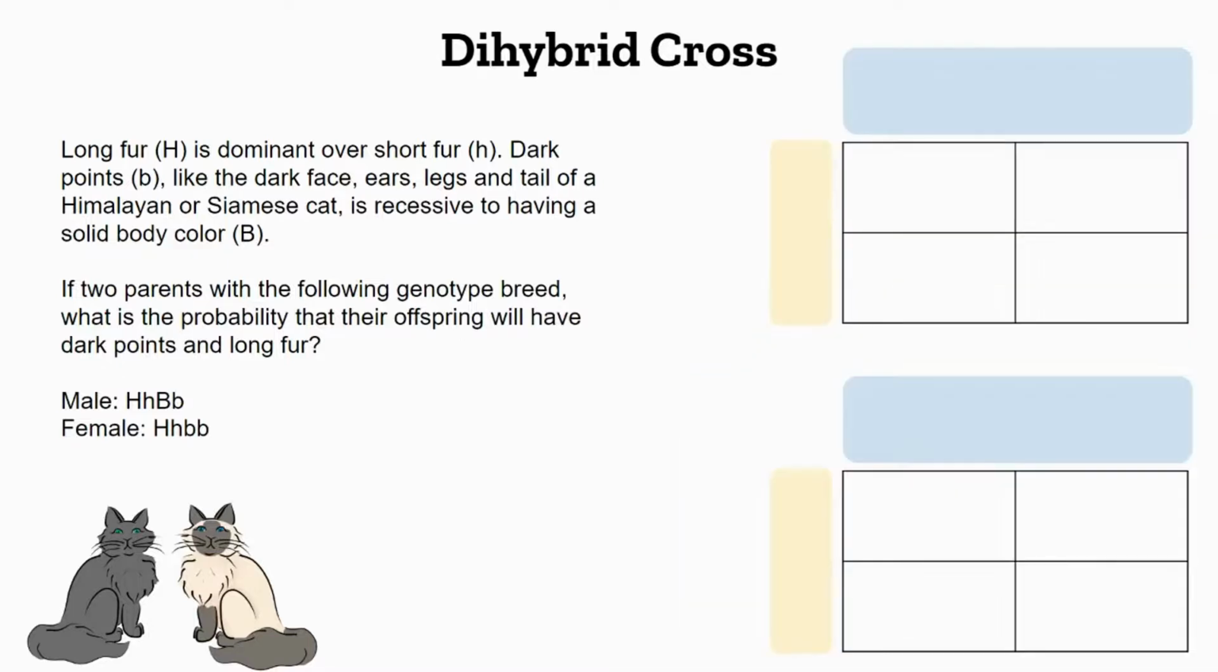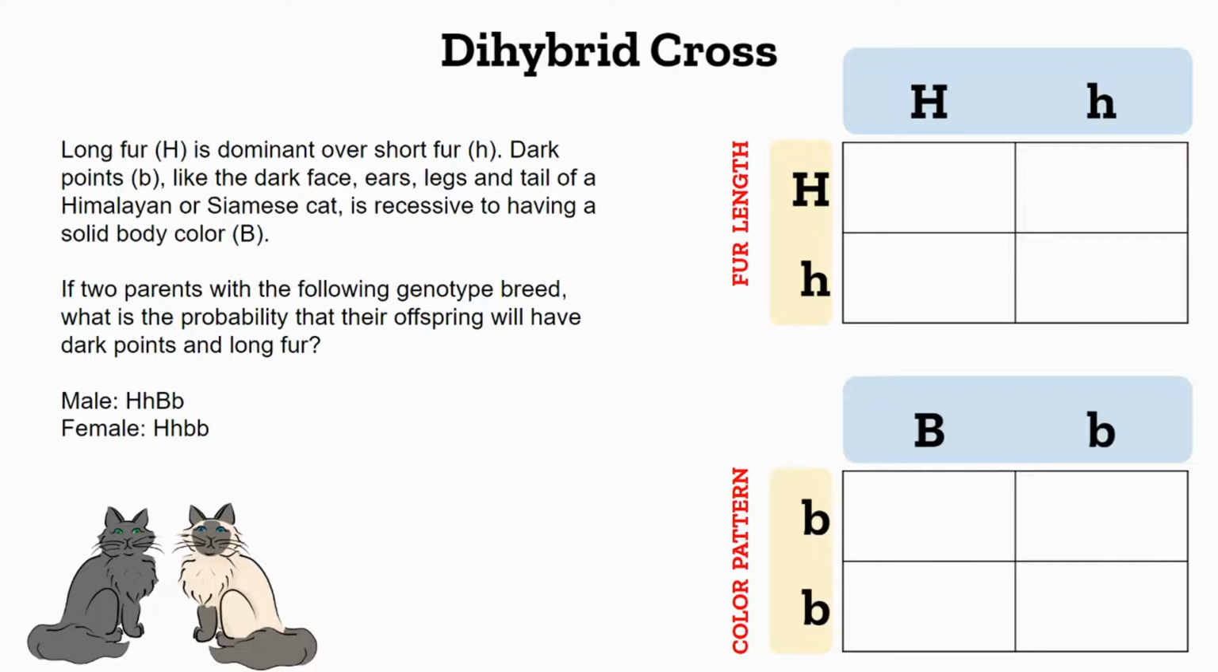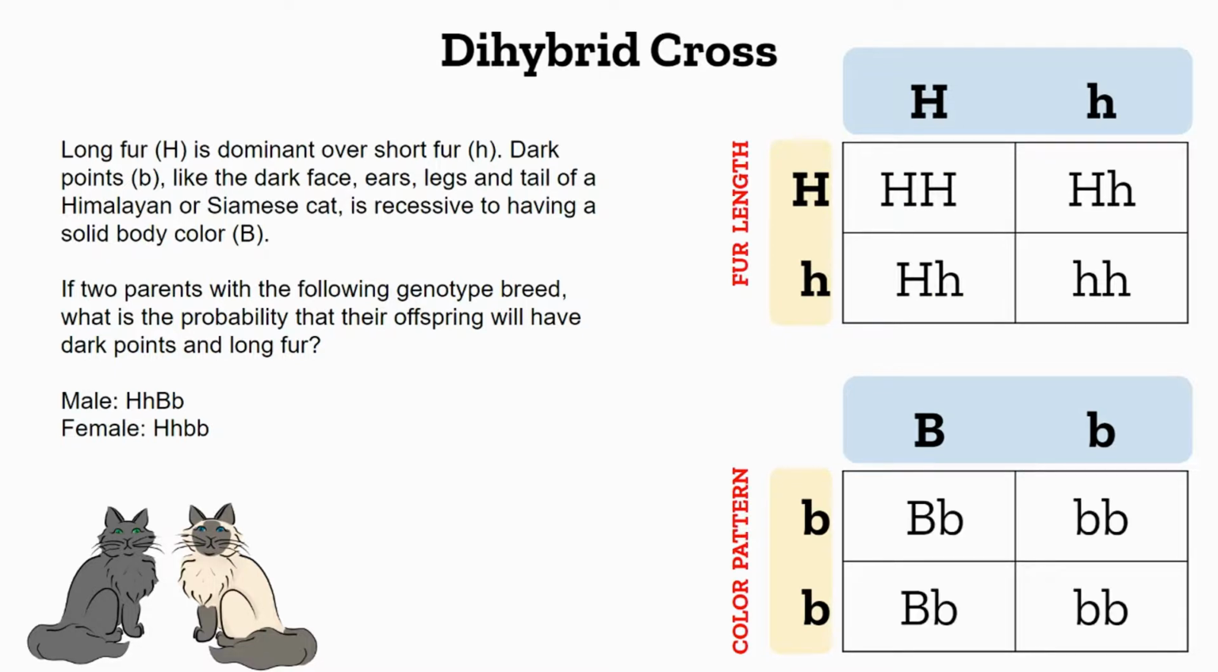So let's set up two Punnett squares now, one for fur length and one for color pattern. We are then going to take the parents' alleles for fur length and for color pattern and add those to the appropriate Punnett square. Then complete the Punnett square, first for fur length and then for color pattern. Now let's go back and look at what the question is asking us to find.